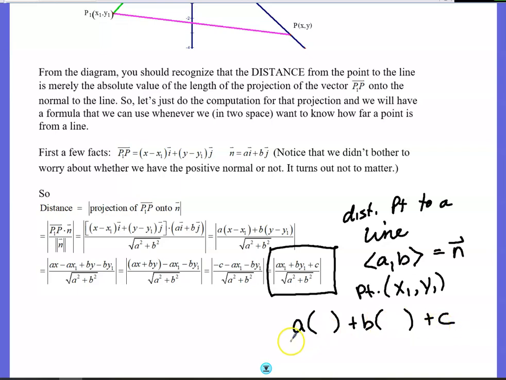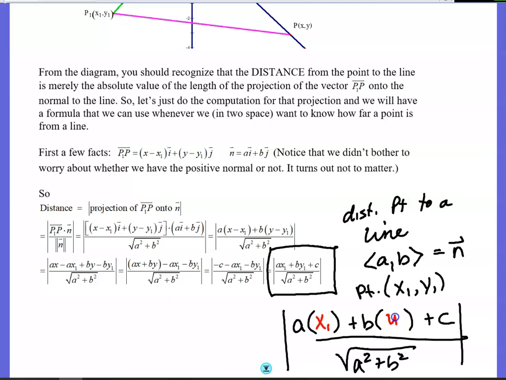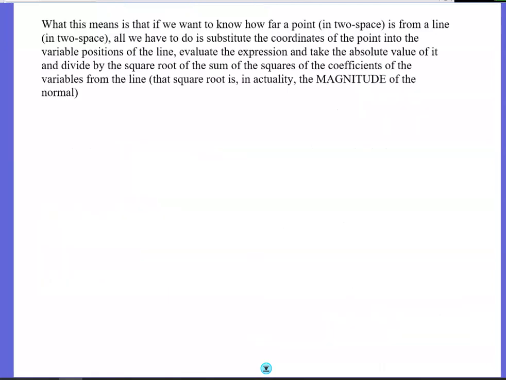We'll do an example of this in a second. Over a squared plus b squared. And then look, the x1, y1 is just the point that was plugged in. And then again, it's the absolute value. I know that's a little crazy, so I'm going to do an example of it next. Let me go to that slide. Yeah, I'll do it here.